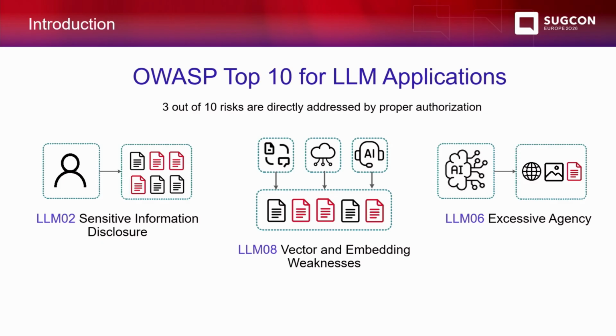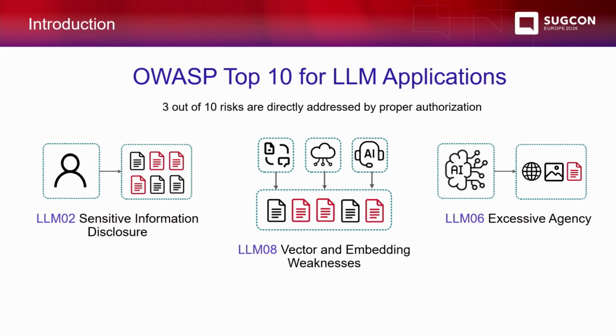And as you can see, 3 of these top 10 risks are directly related to authorization. The first one is sensitive information disclosure, exactly the horror story that I told you. AI returns some content that users should not be allowed to see. On the right side, we have excessive agency. That means that our AI agents are over-permitted nowadays. They can access tools and read documents that they are not allowed to.